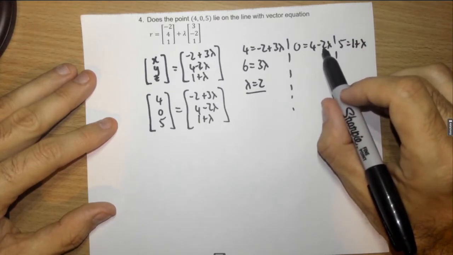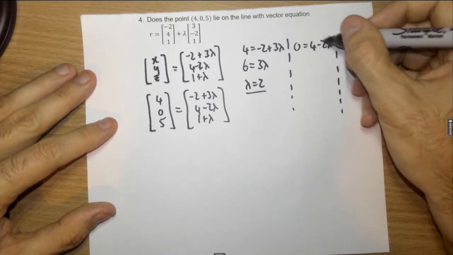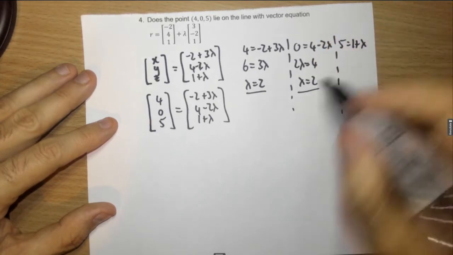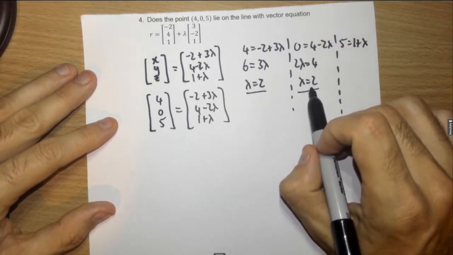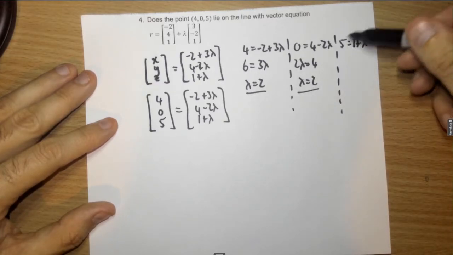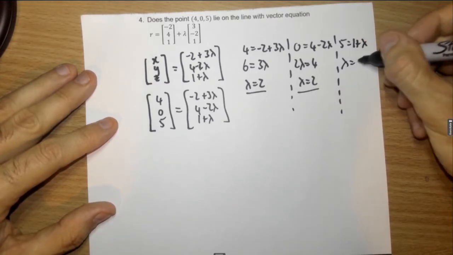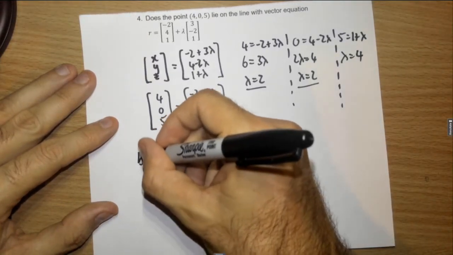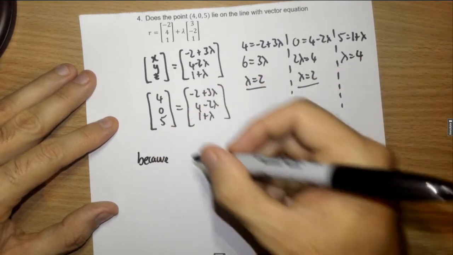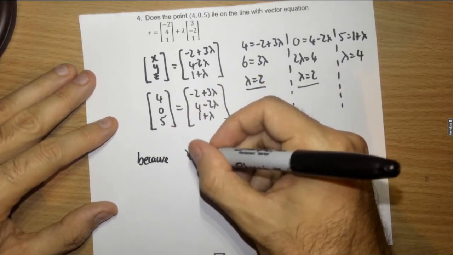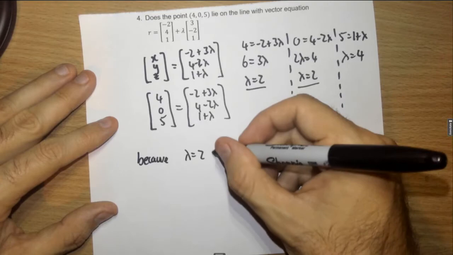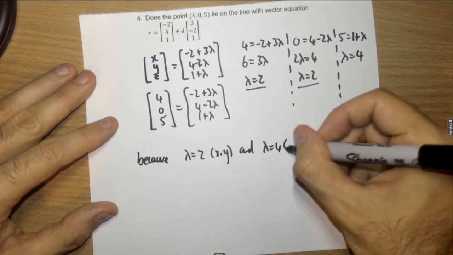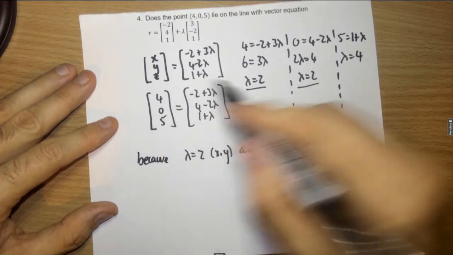When we check the y coordinate, 2 lambda is 4, so lambda is 2. So far for the x and the y coordinate, it's working quite nicely. When we look at the z coordinate though, we end up with lambda equals 4. Because we're getting a lambda of 2 for our x and y and a lambda of 4 for our z value, this statement is true.